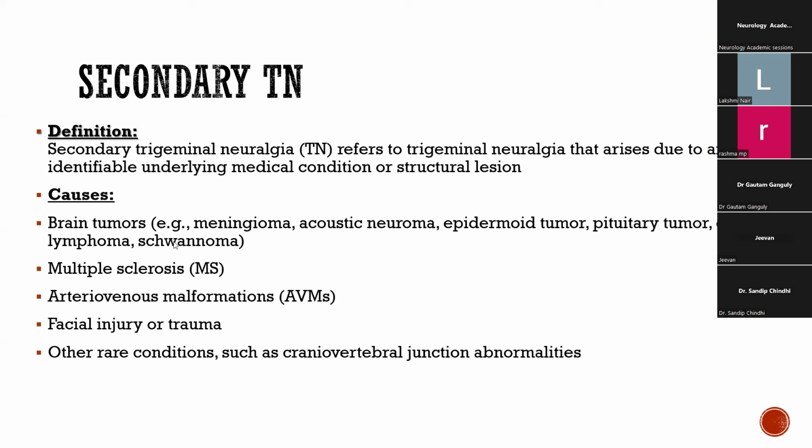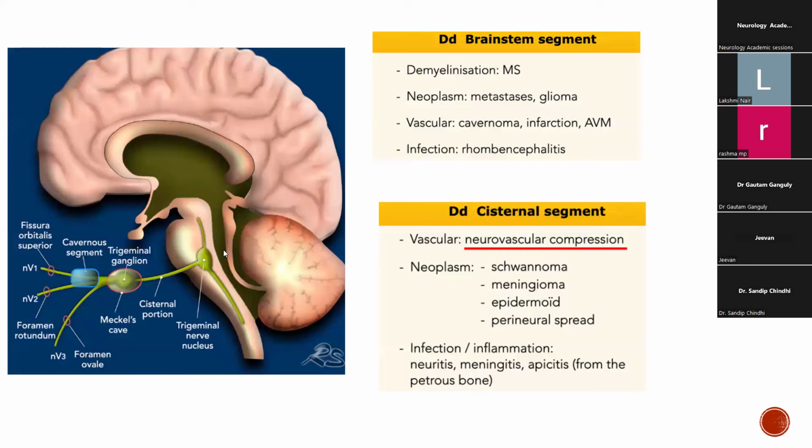Now coming to secondary trigeminal neuralgia. It refers to trigeminal neuralgia that arises due to an identifiable underlying medical condition or structural lesion. The parts of the trigeminal nerve can be divided into the brainstem segment, the cisternal segment, the trigeminal ganglion in Meckel's cave, the cavernous segment, as well as the peripheral segment. So the differential diagnoses as well as the causes will also change accordingly.